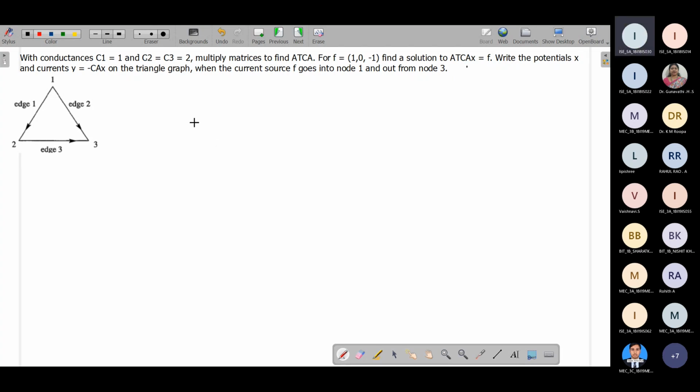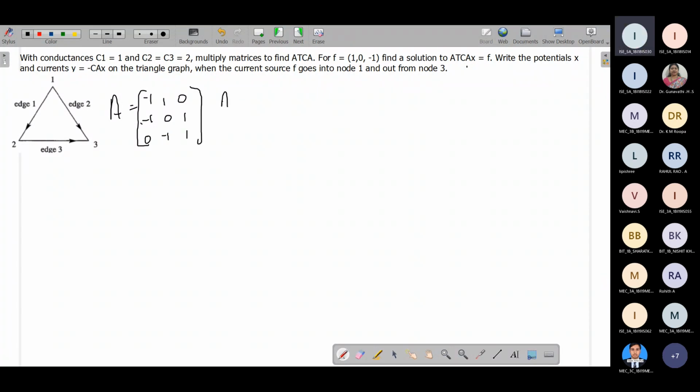So this problem we'll find. First, as usual, we have to find the incidence matrix: minus 1, 1, 0, minus 1, 0, 1, 0, minus 1, 1.